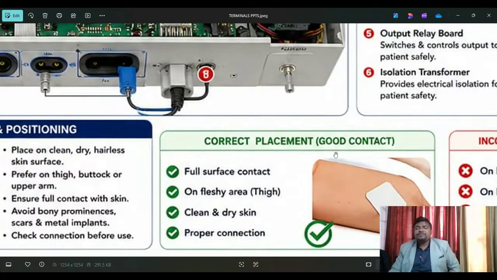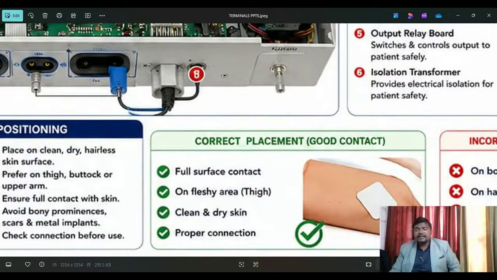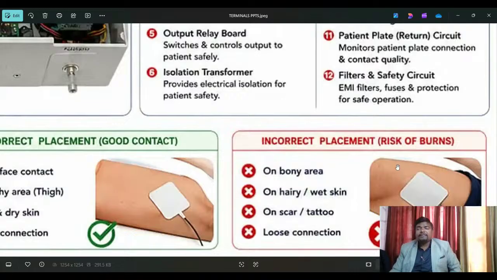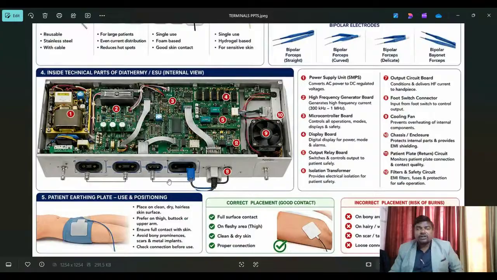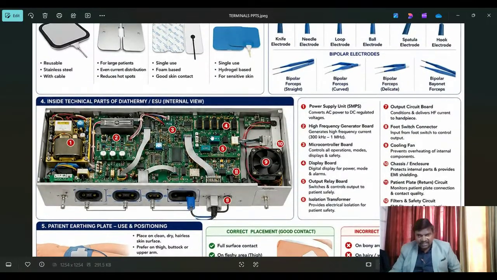Okay, right. Correct placement, see here: full surface contact. This is the patient plate, on a fleshy area, that is the thigh. Next, clean and dry skin and proper connection. This is the right place. Okay, right. And incorrect placement: we have to know what is good and also what is bad, and try to implement in a good way. On a bony area it should not be kept. On hairy and wet skin it should not be kept or applied. On a scar or tattoo it should not be applied. And we have to check for loose connections, all things, before doing these services and surgeries. So who will take care of all these things? The doctor should be aware about this equipment.